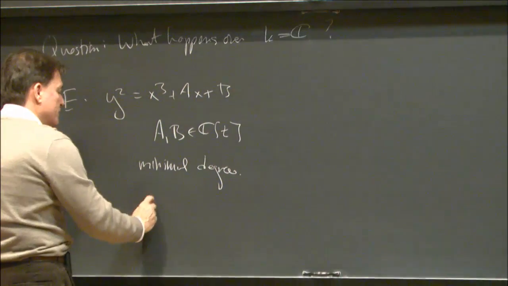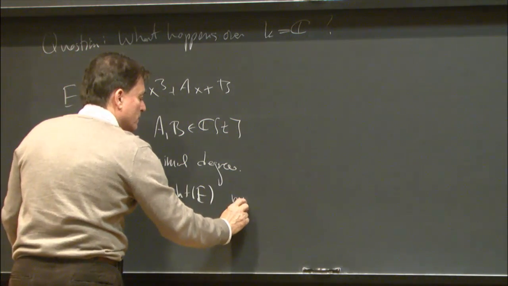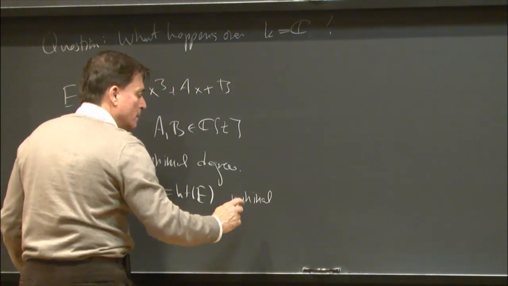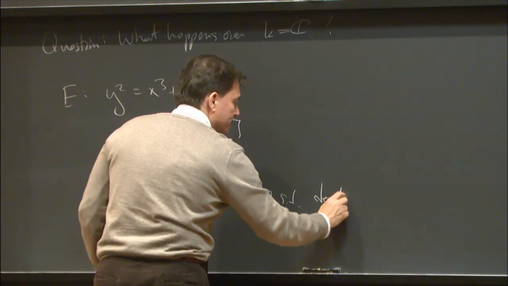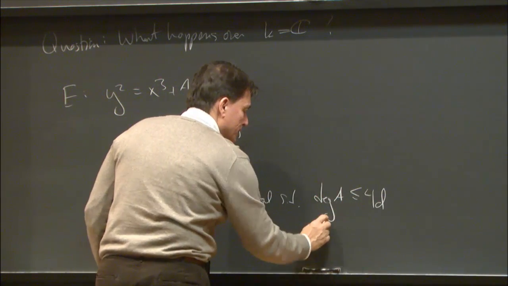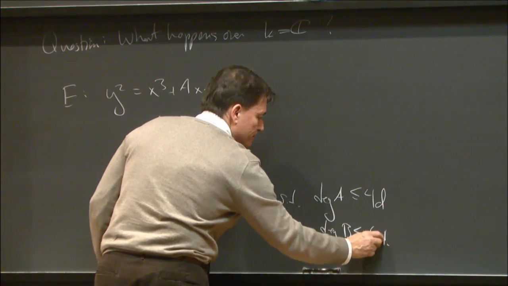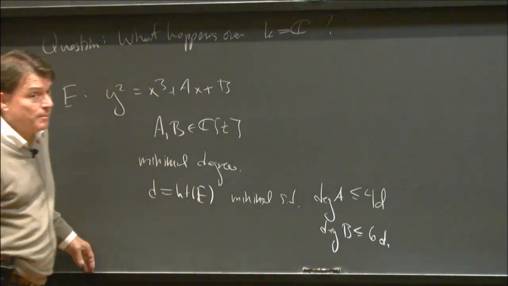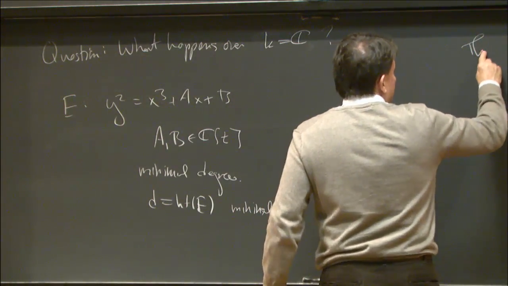And then I'll define a d, which I'll call the height of E. This is the minimal positive integer such that the degree of A is less than or equal to 4d, and the degree of B is less than or equal to 6d. OK, so that'll be the setup for the rest of the talk. And I'm always going to assume that d is at least 3. I'll explain why in a minute.